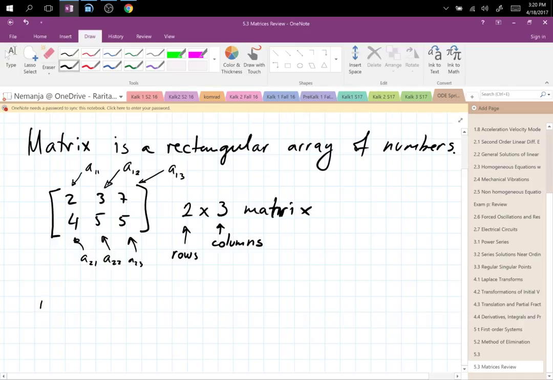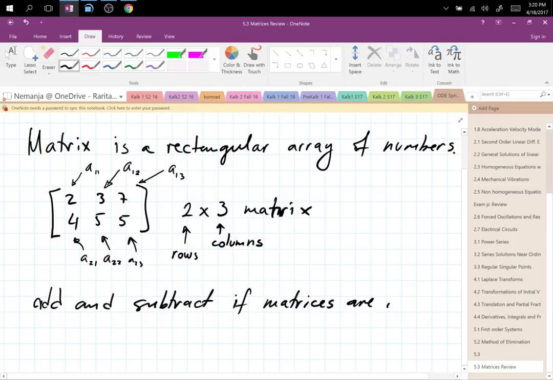I can add matrices. Add and subtract if matrices are of the same size. We add or subtract same locations.